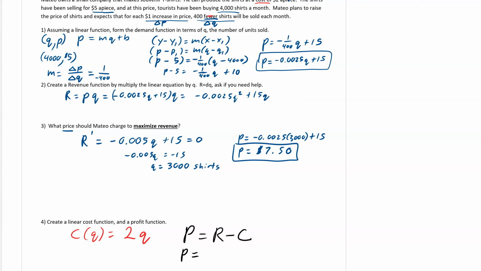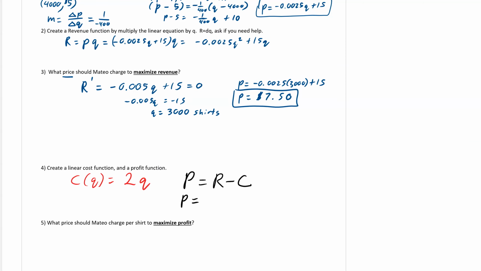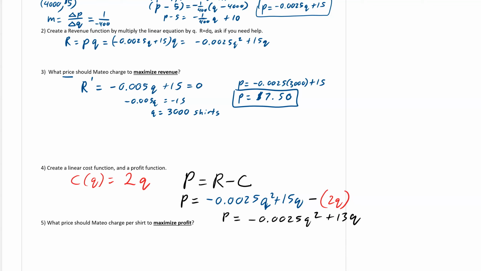So if we take our revenue function, which is negative 0.0, let's put that in blue so we can see it. Negative 0.0025Q squared plus 15Q. And then we're going to subtract our cost, which is 2Q. We end up with a profit function of negative 0.0025 Q squared plus 13Q. And so you can see this is just a downward parabola, which will give us a max. That's our shape right here. So we're going to get a max.